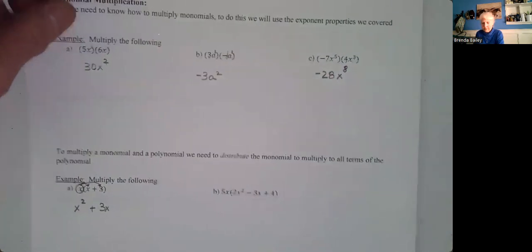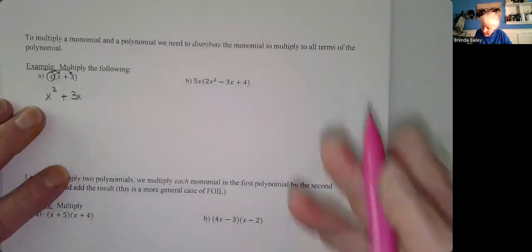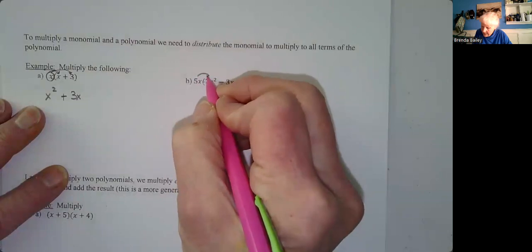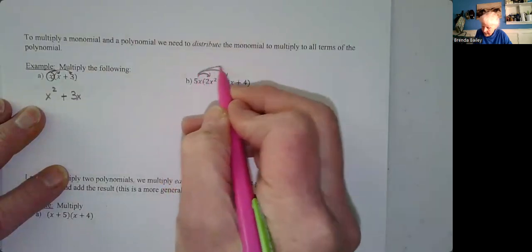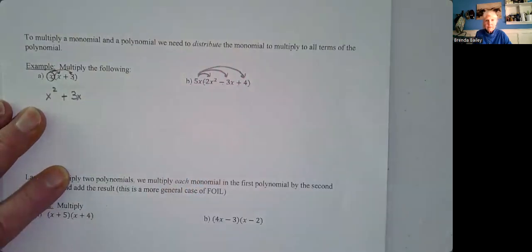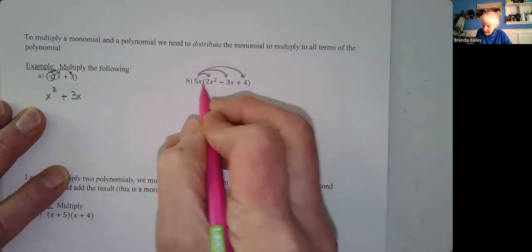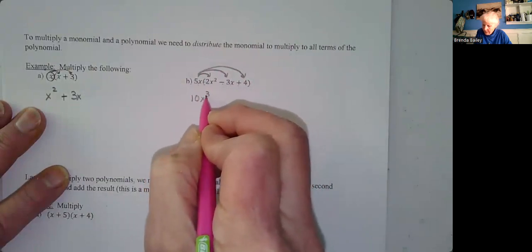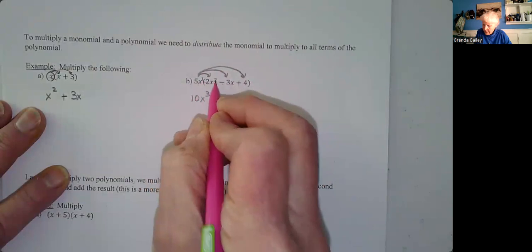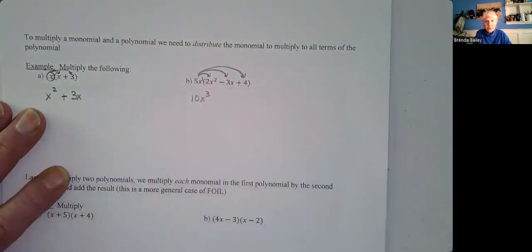All right, so let's go through this one. We're going to take 5x times this, 5x times this, 5x times this term. So the first one gives us 10x cubed because 1 plus 2 is 3. You add exponents when you're multiplying.